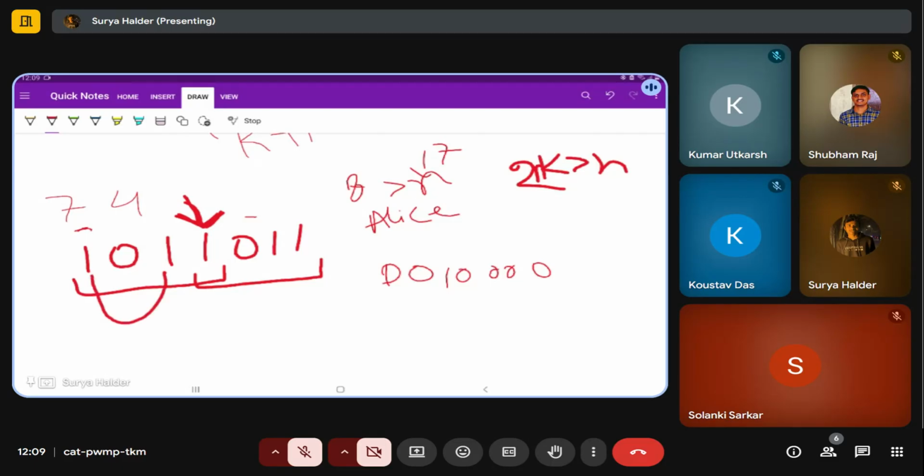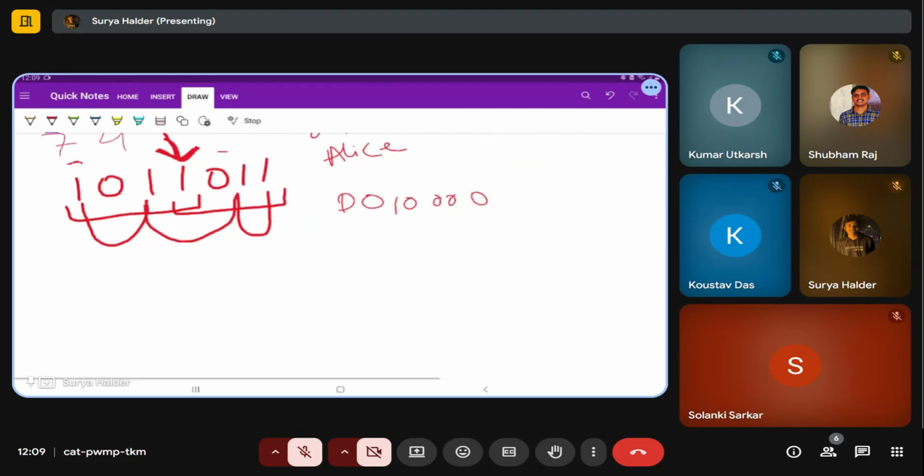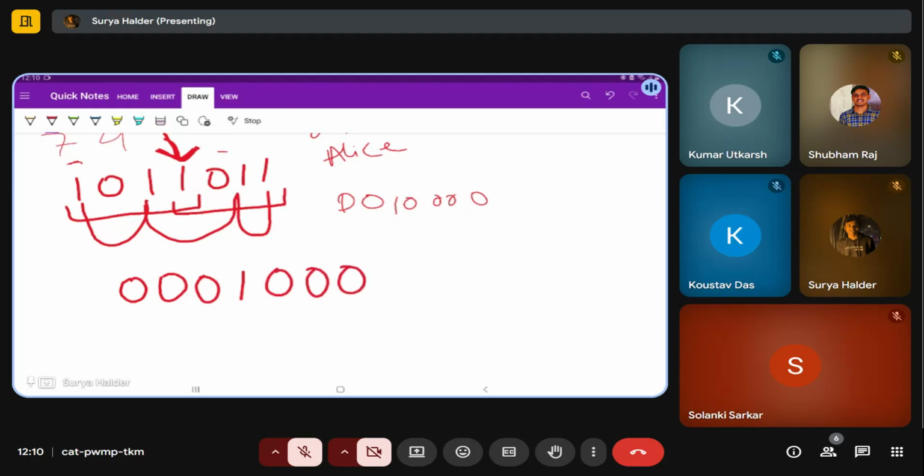So I will be choosing these two ones and these two ones and converting them into 0. So 0, 0, 0, 1, 0, 0, 0. So this one is surviving. Now Bob has to convert either this entire substring to 1 or this entire substring to 1. So whichever one he chooses, this one must be included in Bob's move.